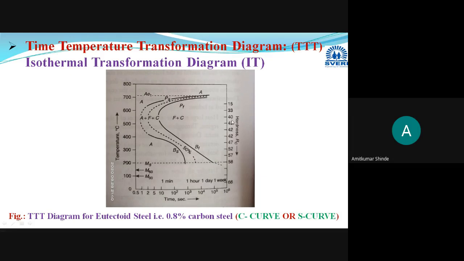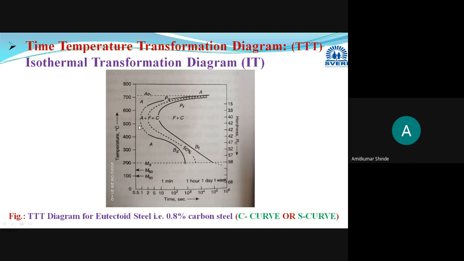Then in the right corner here, hardness is plotted. You will be able to see that hardness increases as you move in the downward direction. For the pearlite transformation, hardness is lower, for bainite more hardness will be there, and for martensite the highest hardness will be obtained.